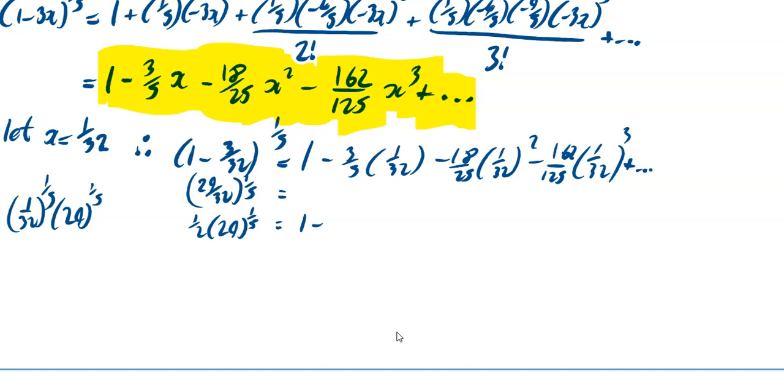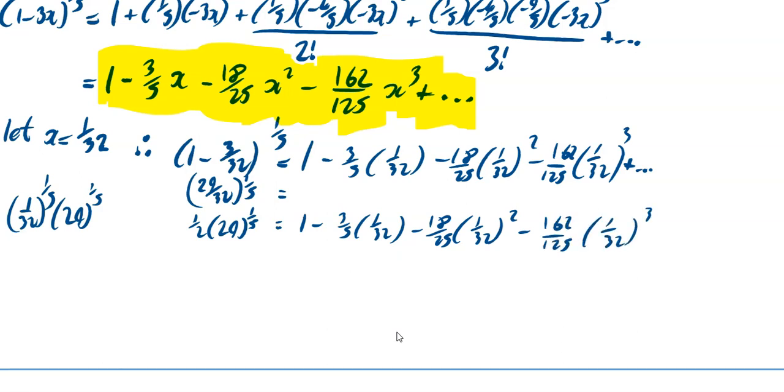And I'll just write it in this time: 1 minus 3 over 5 times 1 over 32, minus 18 over 25 times 1 over 32 squared, minus 162 over 125 times 1 over 32 to the power of 3, and so on. And then the half comes across and multiplies by 2, so it's going to be 2 times 1 minus that whole line again.